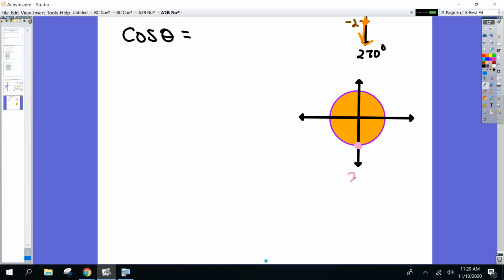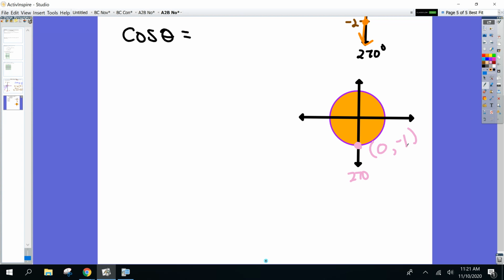Here it is. Here's 270 on the unit circle. Do you guys know what that point is? On the unit circle at 270, what is that point right there? Remember, unit circle, everything's one unit. 0, -1 at 270. All right.